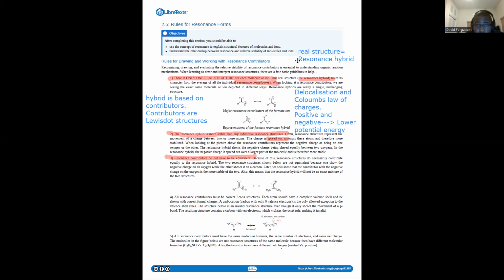Does each atom have a full complete valence shell? Two, do we have as few formal charges as possible? Do we have minimal separation of charge? Have we minimized formal charge? Those types of ideas contribute to the weighting of the resonance structure or resonance contributor to the resonance hybrid. So resonance contributors do not have to be equivalent.